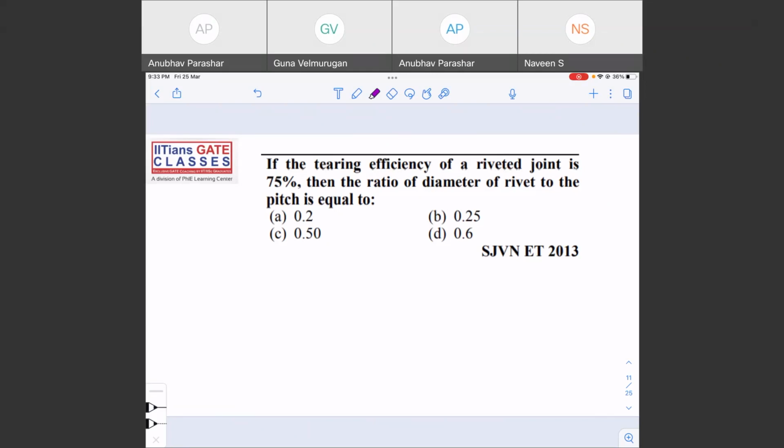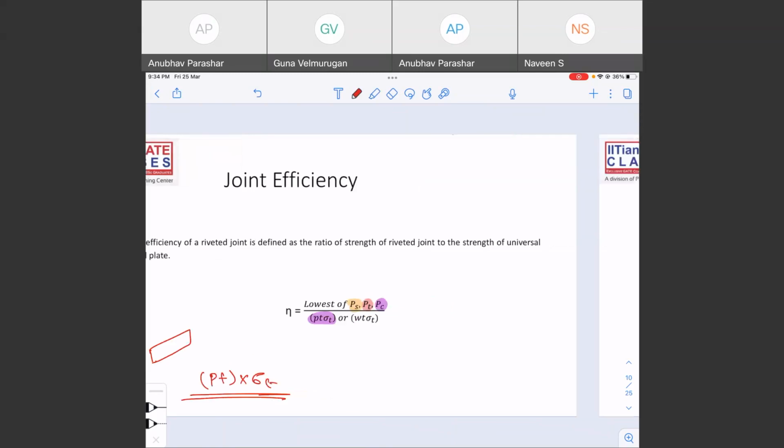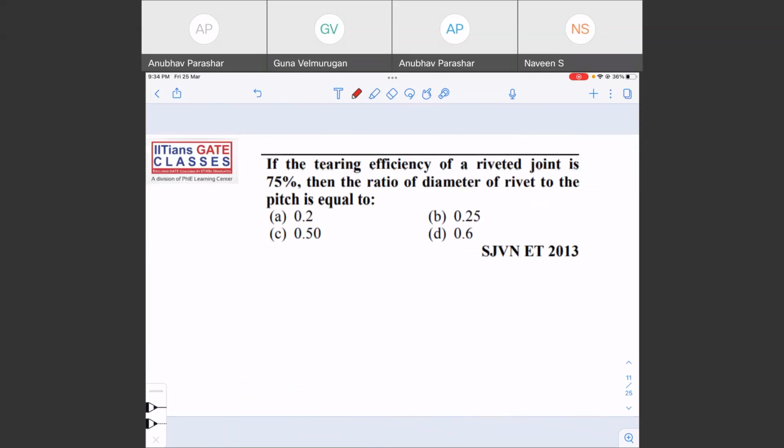Tearing efficiency. If you remember this formula properly, this is the joint efficiency. It is considering all three types of failures: shearing failure, tearing failure, and crushing failure. The lowest of the strengths divided by the total strength of the plate. What will be the total area of the plate per pitch length? P into T, and if I multiply it by sigma T, that is the total maximum strength. All of us can easily do this. This has been asked in A-level, PSU-level exams. Similar kinds of questions have been asked.